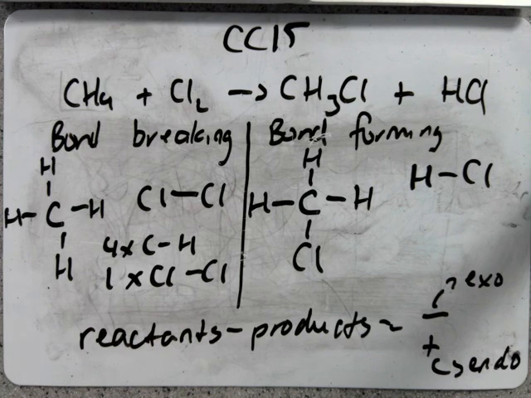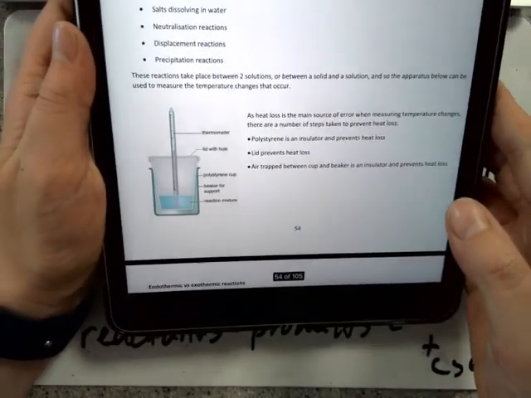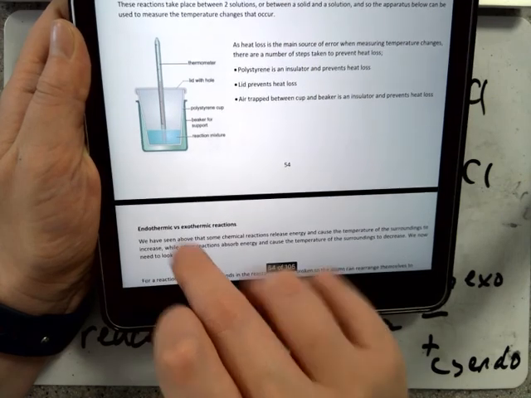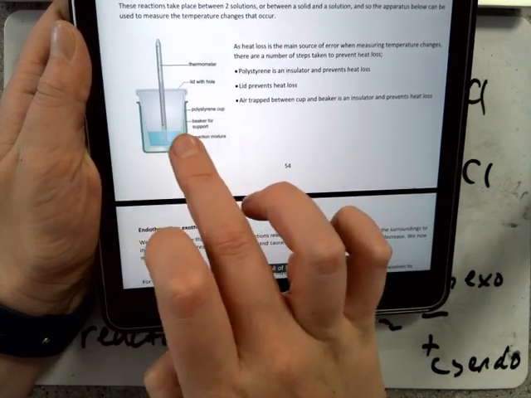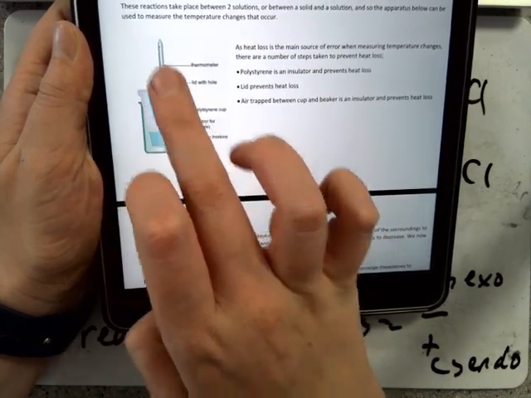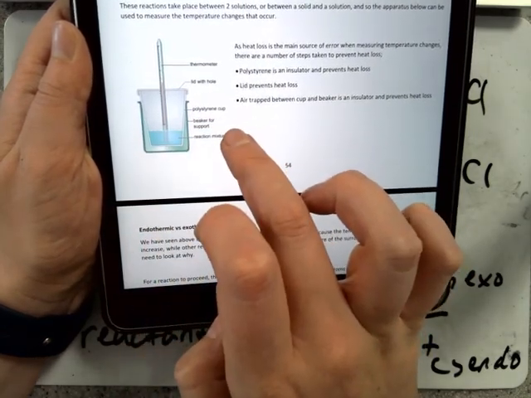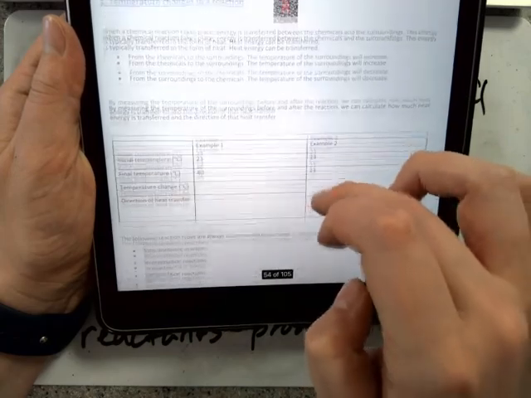Other thing that comes up in CC15 is just in terms of the practical, how you would do this experimentally. And you've got very simple apparatus here. You carry out the reaction in a polystyrene cup because the main source of error is heat loss. Put on a lid to prevent heat loss. You use your thermometer. What's the temperature at the start? What's your temperature at the end? And you work out if it's endo or exothermic.